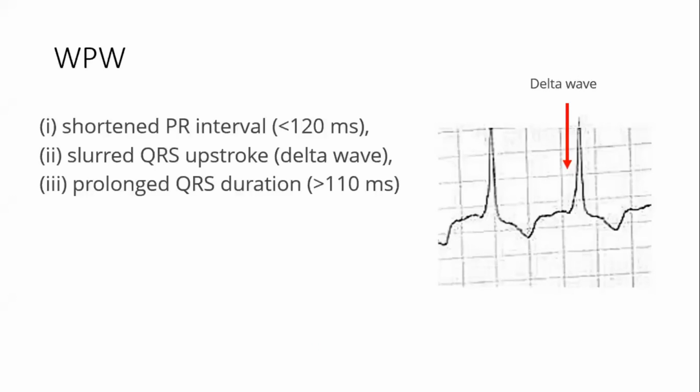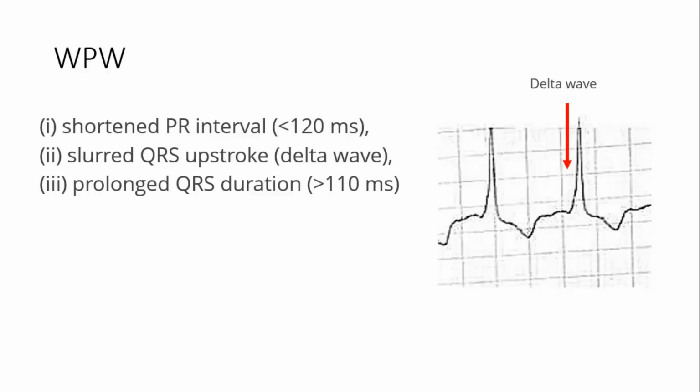So what is WPW or accessory pathway? The definition is a shortened PR interval of less than 120 milliseconds. There is a slurred QRS upstroke, which we call a delta wave. I've marked that. There's slurring, you see. There's a prolonged QRS duration. It's not that prolonged, but it's prolonged from normal, more than 120 milliseconds. It will not be very wide, but wideish. It will not look narrow, normal, healthy, going through the conduction system.